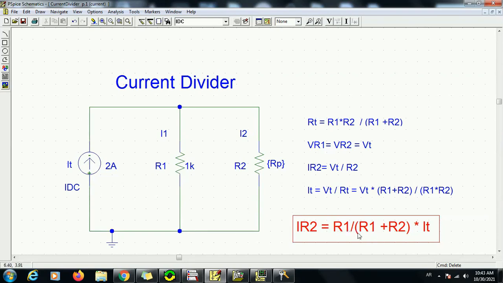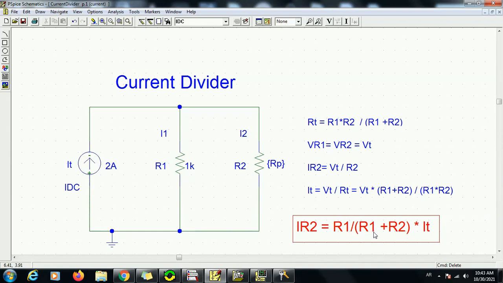And the denominator will always be the same, R1 plus R2. So this tells us that if we are also looking for the current across R1, all we have to do is this: IR1 will be equal to the same expression, but since I'm looking for the current in R1, I will use R2 in the numerator instead of R1. So I always use the opposite resistor value. Again, this equation is also a non-linear equation.